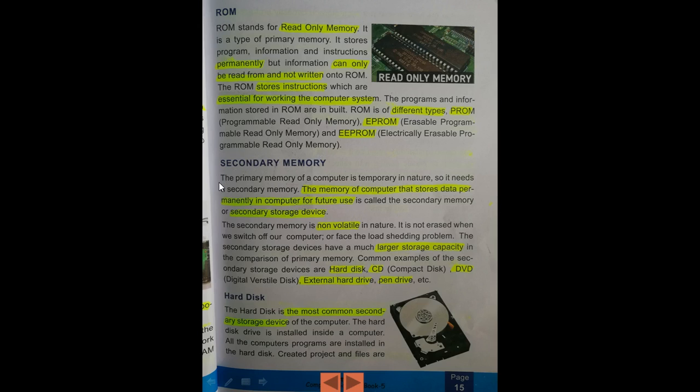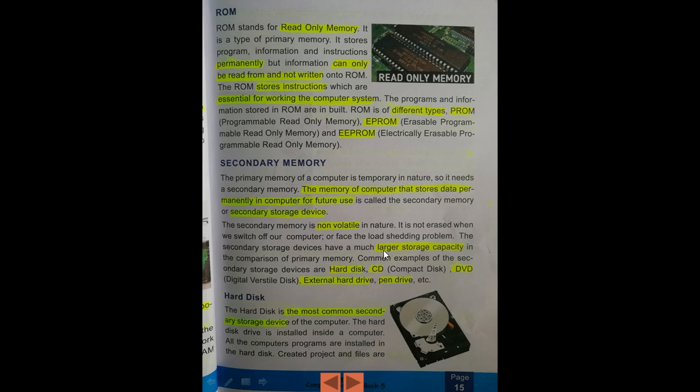Secondary memory. The primary memory of a computer is temporary in nature, so it needs a secondary memory. The memory of the computer that stores data permanently for future use is called secondary memory or secondary storage device. The secondary memory is non-volatile in nature.